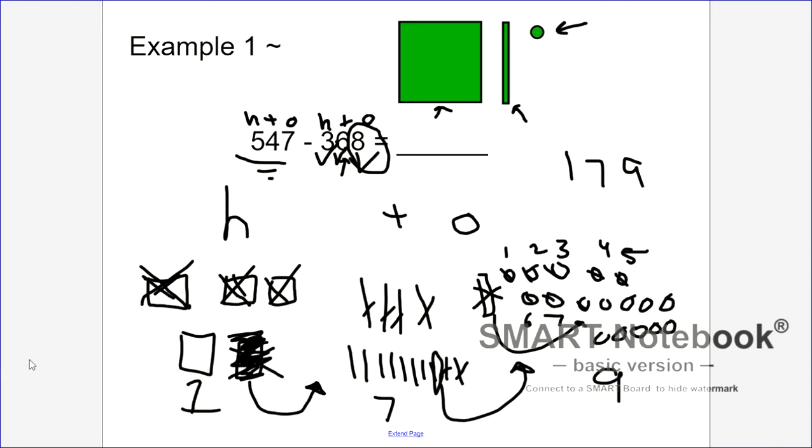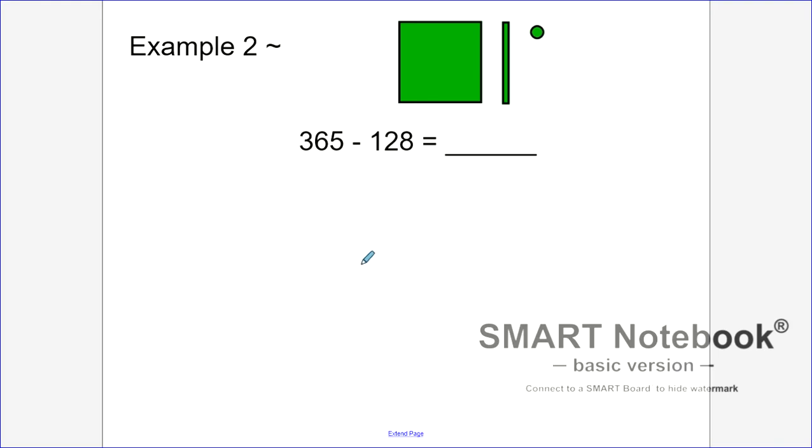Example 2 will be a little bit easier. This one will actually only have one regrouping. So I wanted to show you how to do tens and hundreds as regrouping, but this one will be easier. So same steps. We think about what each digit means, so what those numbers mean. So for instance, the 3 is not 3, it's 300. The 6 is 60. And the 5 is easy, that's just going to be 5 ones.